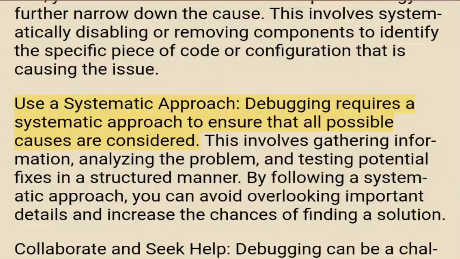Use a systematic approach. Debugging requires a systematic approach to ensure that all possible causes are considered. This involves gathering information, analyzing the problem, and testing potential fixes in a structured manner. By following a systematic approach, you can avoid overlooking important details and increase the chances of finding a solution.